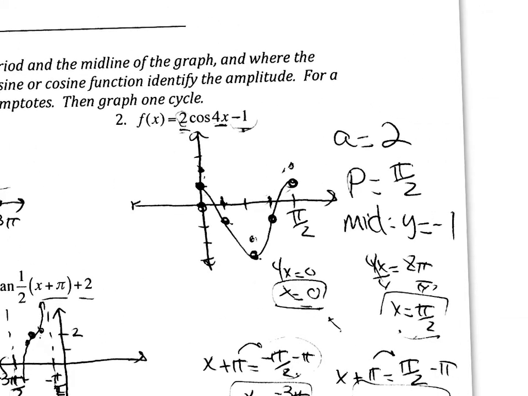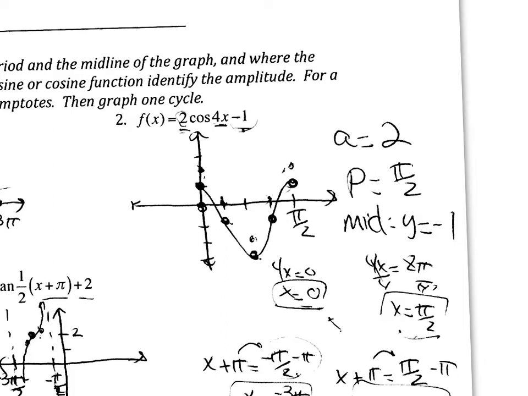Cosine, again, usually goes from 0 to 2 pi, but there's a 4x here, so you take the 4x and set it equal to 0. Take the 4x and set it equal to 2 pi. Divide by 4, that's still 0. If you divide this by 4, you end up with pi over 2. So my graph's going to go from 0 to pi over 2, which should be your 4th tick on your graph.